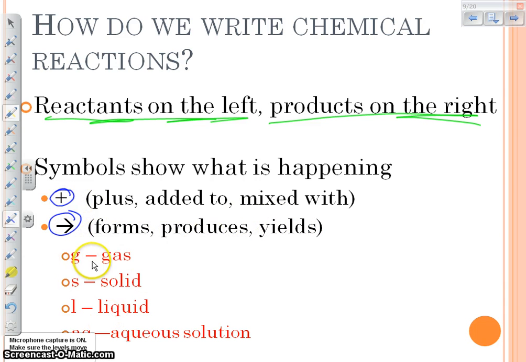And if you happen to see a G, an S, an L, or an AQ next to a given element, that's basically just saying that that thing is a gas, that thing is a solid, that thing is a liquid, or that thing is an aqueous solution. So for instance, if I had H2, I may go through and do something like that. And all that's saying is that hydrogen is a gas. So hopefully that doesn't confuse you. We won't use those as much in this class, but you may see them.